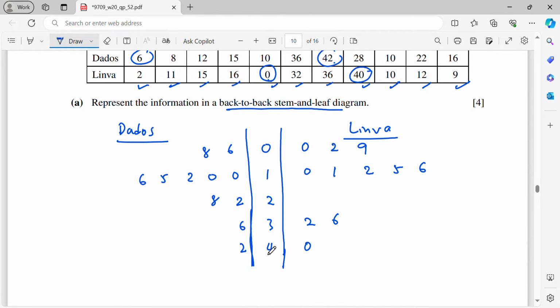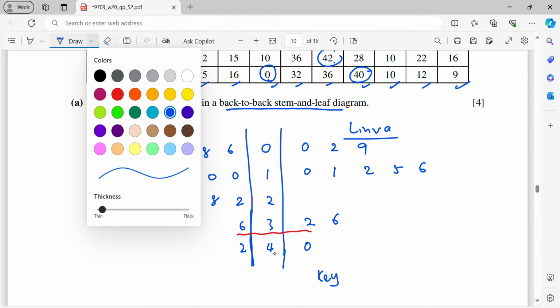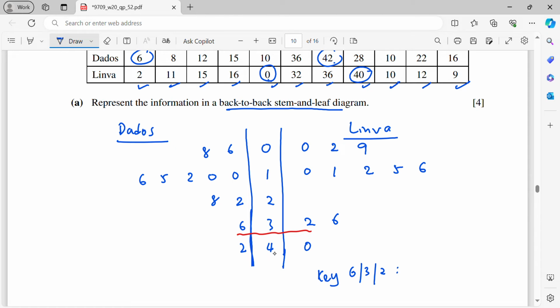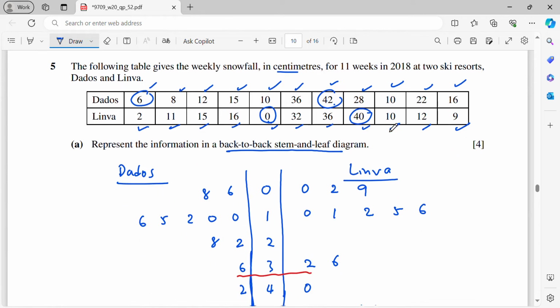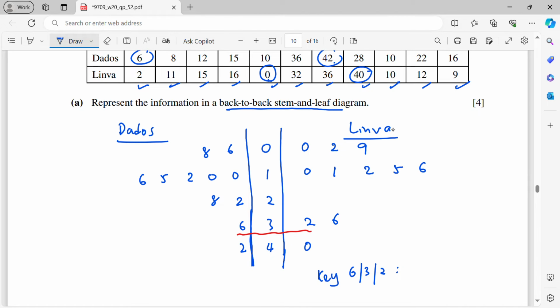Now for the stem and leaf diagram, do not forget to write down the key. So key, let's say I take this 6|3|2. This means, look at the question, this is the snowfall, so in centimeters. That means 36 centimeters of snow in Dados, then 32 centimeters of snow in Linva.